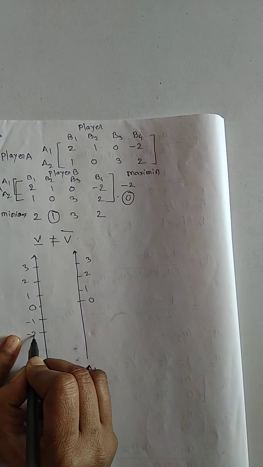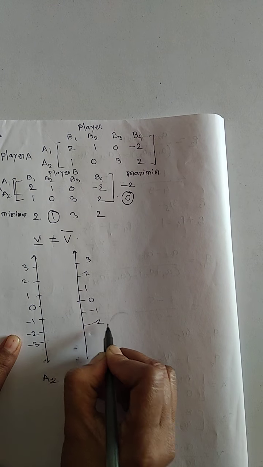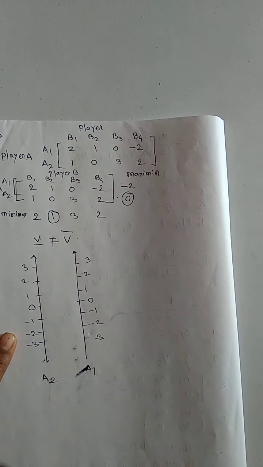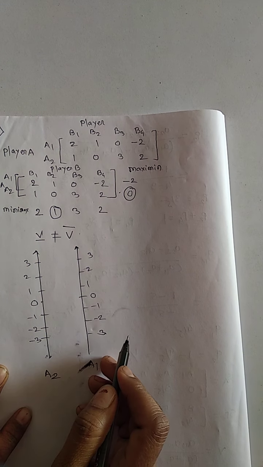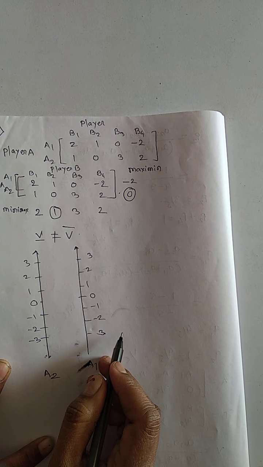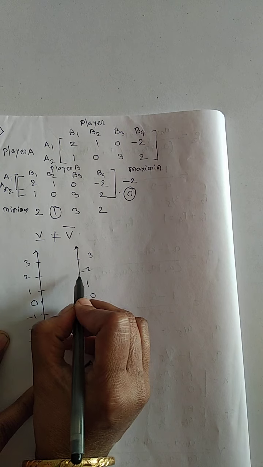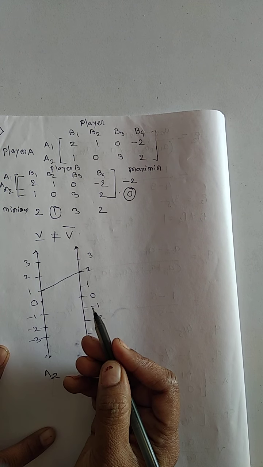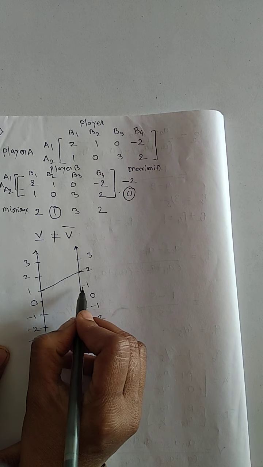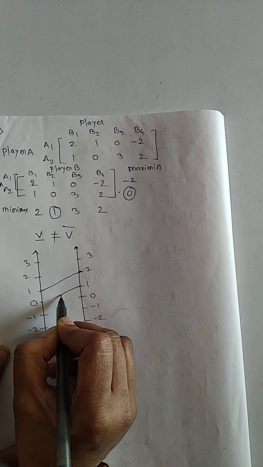Minus 1, minus 2, minus 3. A1, A2. First, A1 is equal to 2 and A2 is equal to 1. Second, A1 is equal to 1 and A2 is equal to 0.